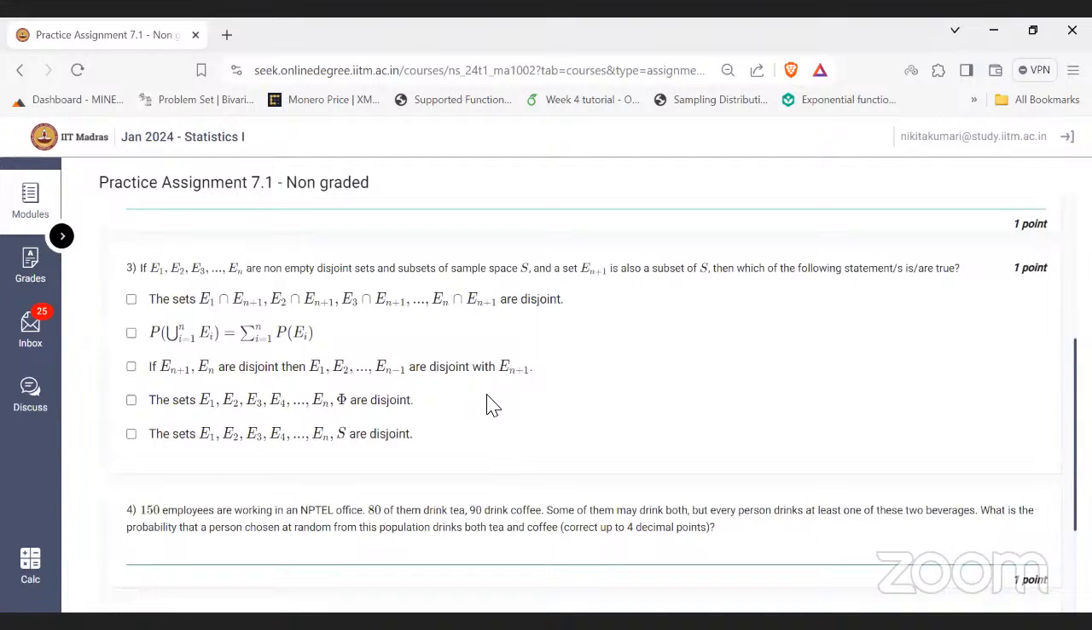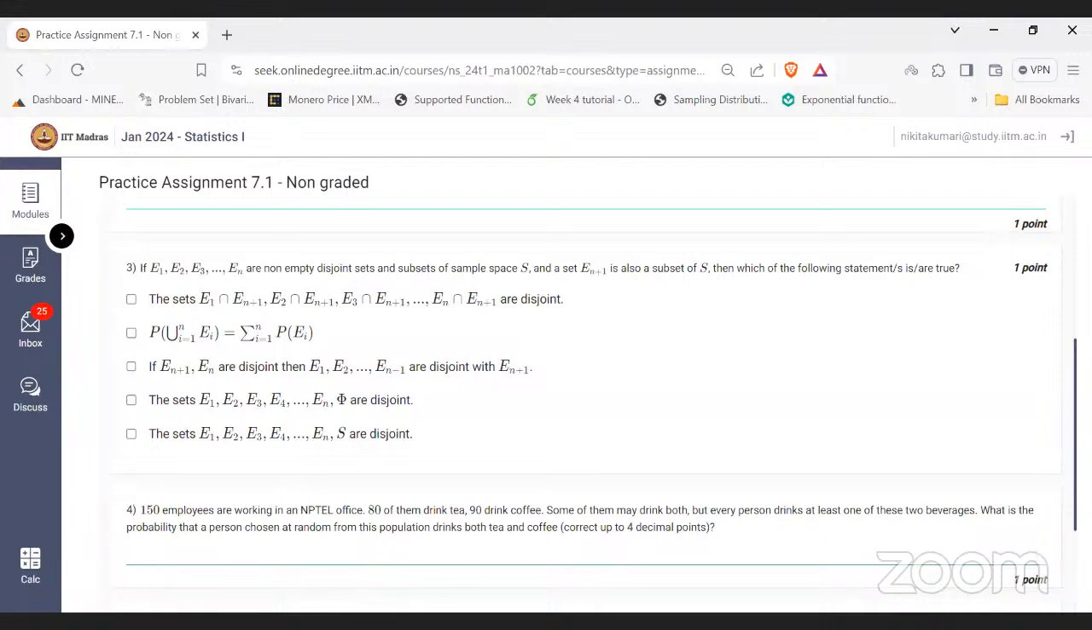So question 3 says if E1, E2, E3 up to En are non-empty disjoint sets and subsets of sample space S, and the set En plus 1 is also a subset of S, then which of the following statements are true? Okay, I think we'll have to work out this question. Here, the first option says the intersection of each of these Ei with En plus 1 is disjoint.